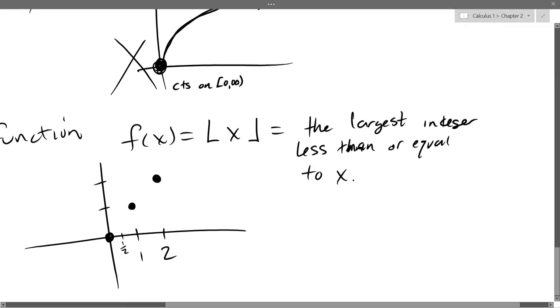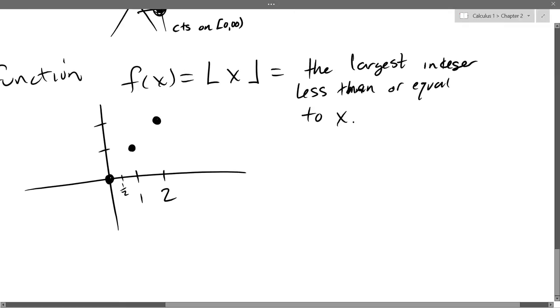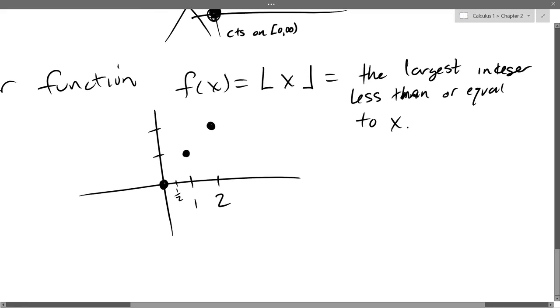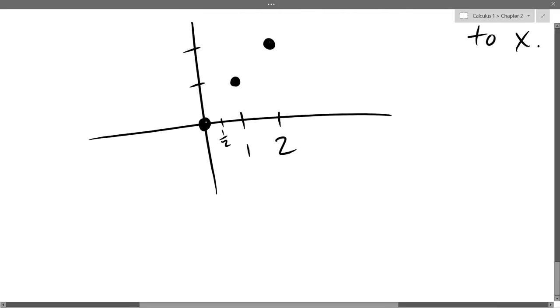Let's go 2x. You could sort of think of it like the blackjack function. So that's 21, but you don't want to bust. So 21 or less. If you're not a gambler, ignore that. All right, largest integer. Now, think about 1 half.